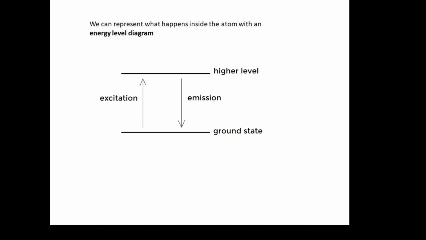We can represent what's going on with an energy level diagram. What's actually happening inside the atom is that an electron is jumping to a higher energy level. We say that the electron is becoming excited. It jumps up to a higher energy level, and then sometime later the electron falls back down to a lower energy level, possibly the ground state, and a photon is emitted.